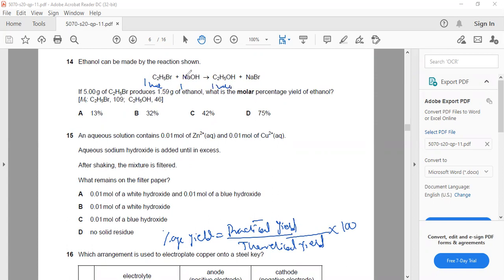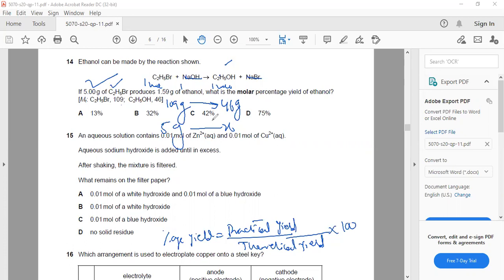One mole. We don't mind this one. We don't need this one. We need only bromoethane, C2H5Br, and this OH. The Mr is given. It means 109 gram, and this is 46 gram. 109 gram C2H5Br gives 46 gram ethanol. Okay, so if it is 5 gram, then how much is this?